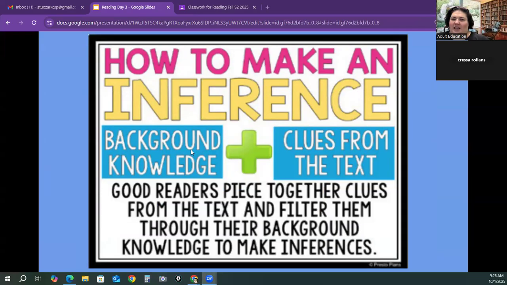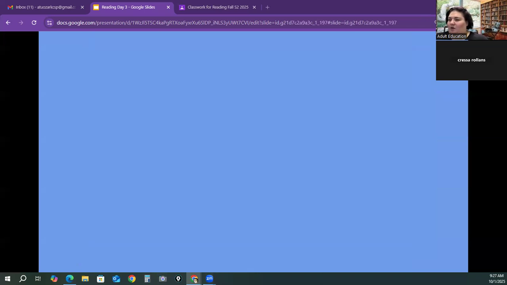Okay, so again, making an inference is just using the clues from the text plus your background knowledge and experience to come to a conclusion. Okay, we're going to spend quite a bit of time on this today because students tend to have trouble with inferences for some reason. I do like what he said, is it's not just a guess. You're actually taking clues and information from the text. So you're not pulling it out of nowhere, you're pulling it from the text, and then you're filtering it through your background knowledge and experience and coming to a conclusion. So you didn't just pull it out of nowhere.